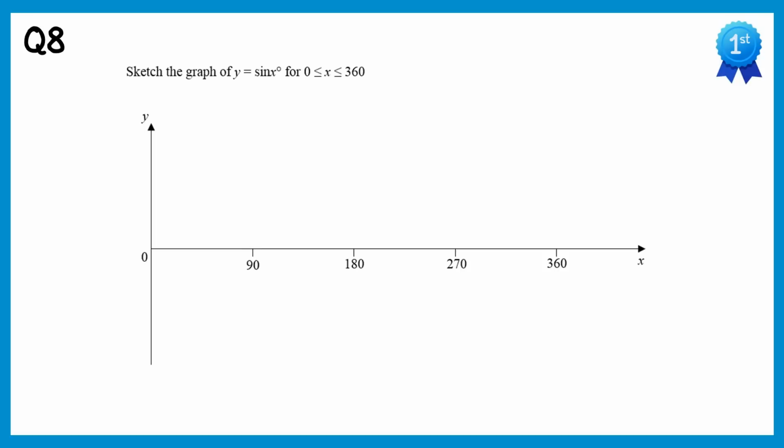For this question, we need to do a sketch of the graph y equals sine x. You should know that sine and cos both oscillate between 1 and -1, so we'll mark those on the axis. Sine starts at 0, then at 90 it goes up to 1, at 180 it goes back down to 0, at 270 it goes down to -1, and at 360 it goes back to 0 again. And then you just join these points up with a nice smooth curve like this.